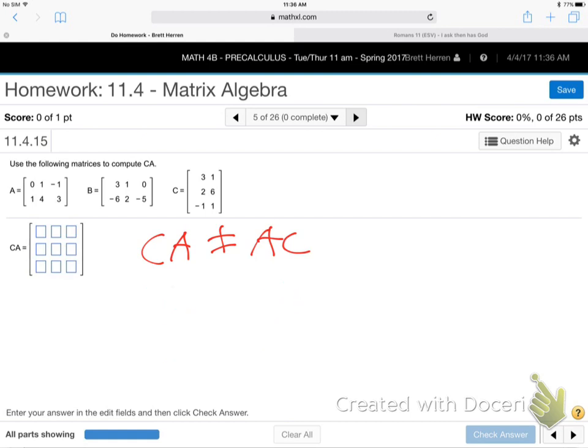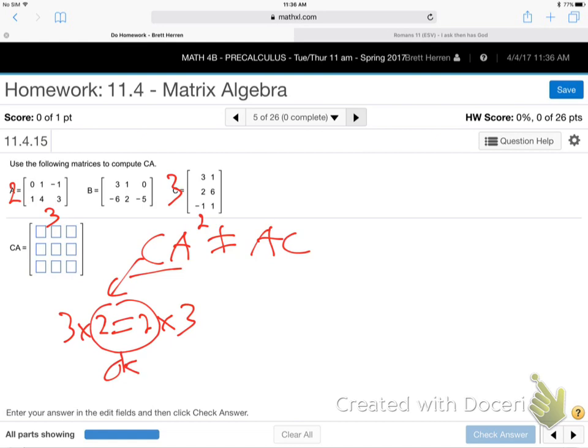The order matters. I don't even need to do the whole problem to convince you that the order matters. Just think about the size rules, for example. What is C? C is a 3 by 2. Remember, down first and across. A is a what? 2 by 3. So CA means a what? 3 by 2 multiplied with a 2 by 3. That's doable because the inside numbers have to be equal. So it's okay, green light. And the outside numbers, the answer, will be a 3 by 3, which it is.